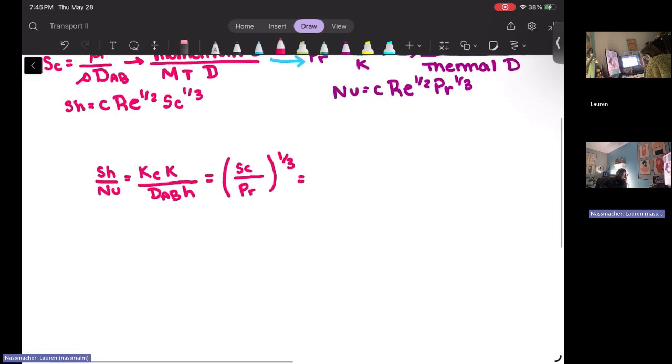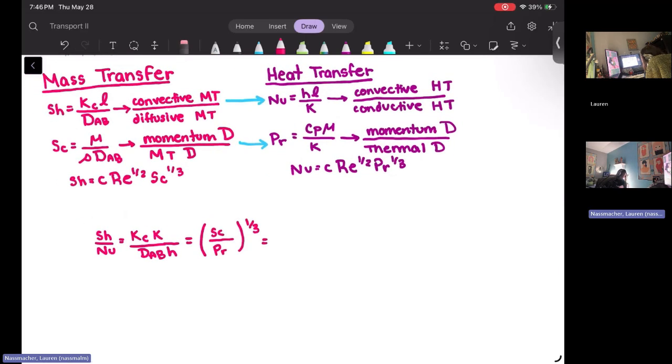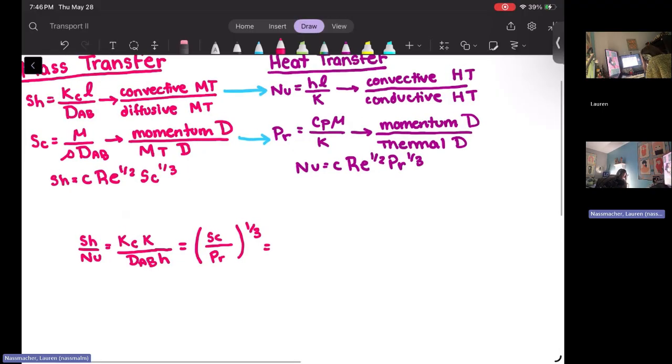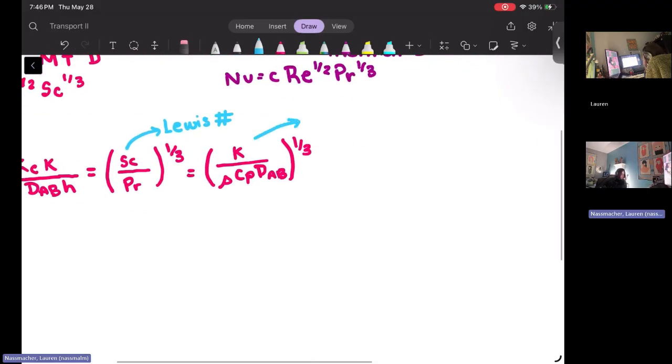So if we write that out using its variables, we get, okay, so our viscosities cancel out. Thermal conductivity on top and a lot of variables on the bottom. So our thermal conductivity is on top divided by our density, heat capacity, and our diffusive coefficient, to the 1/3 power. This is our Lewis number. And it does not have any units. It's unitless. This is also our Lewis number, of course.